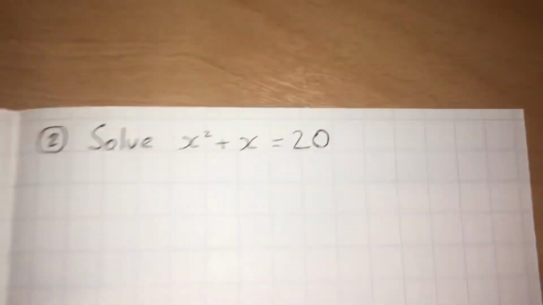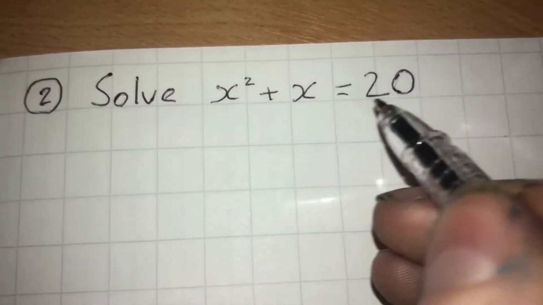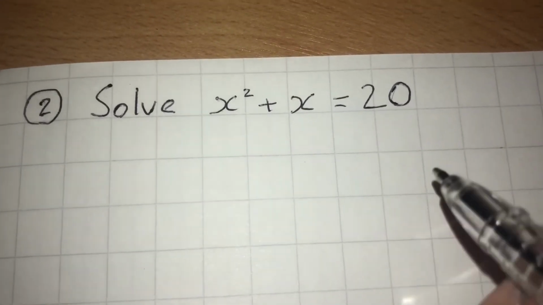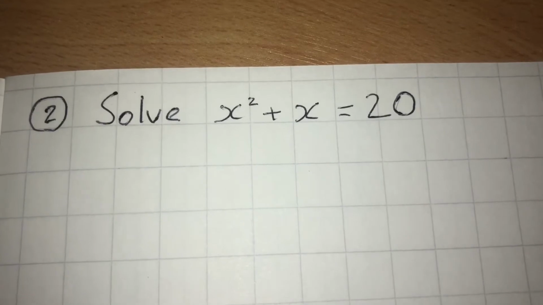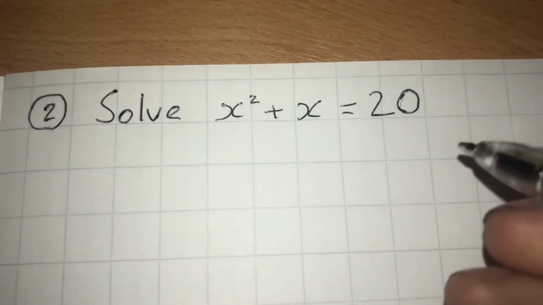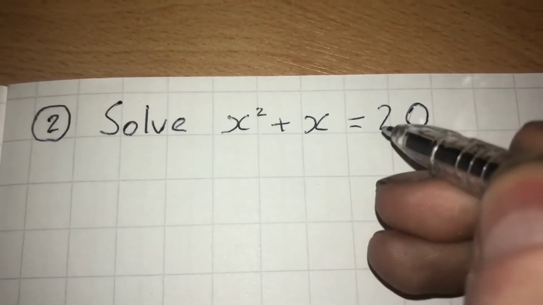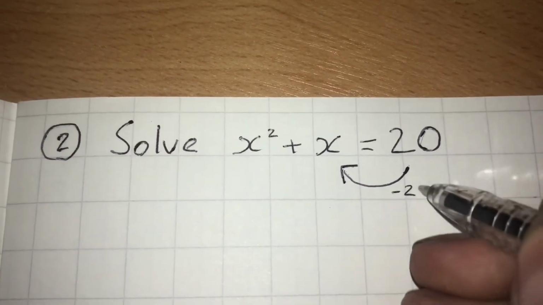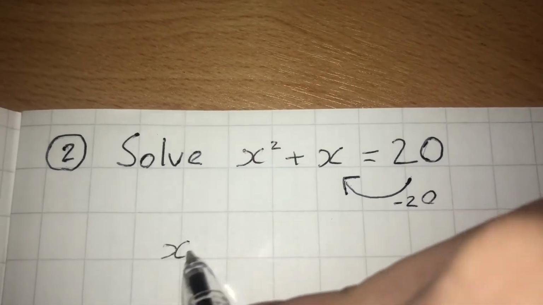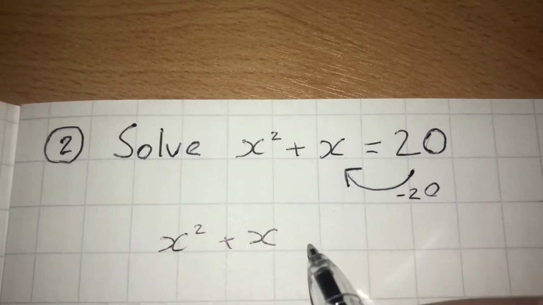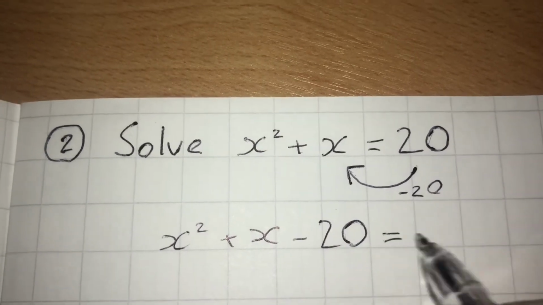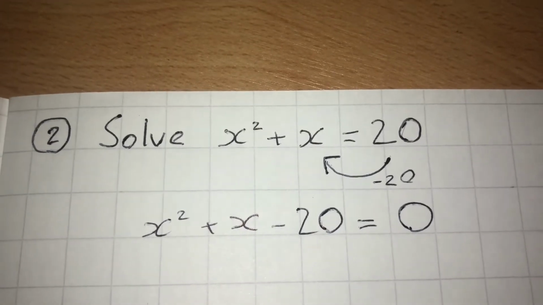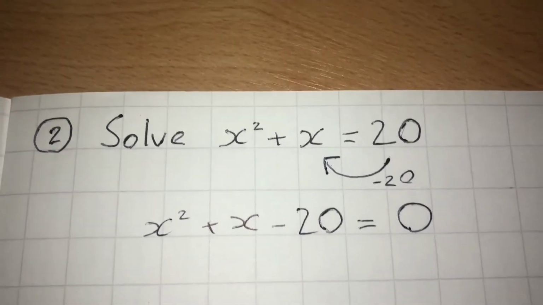That takes me on to my next example, where the right hand side is not equal to 0. In fact, it's equal to 20 in this case. So what we have to do is bring everything to the left hand side. We want it equal to 0. So if I want this 20 over here, bearing in mind it's a positive 20, it's going to be minus 20 when we move it across. So what I end up with is x squared plus x, which is already on the left hand side, minus 20 equals 0. All I've done as an added step here is bring everything to the left hand side and leave 0 on the right.